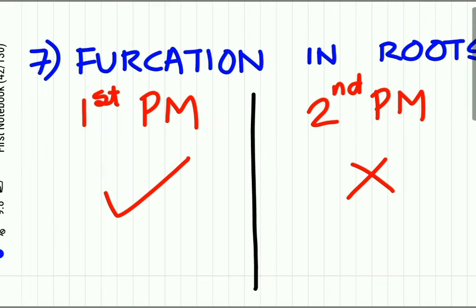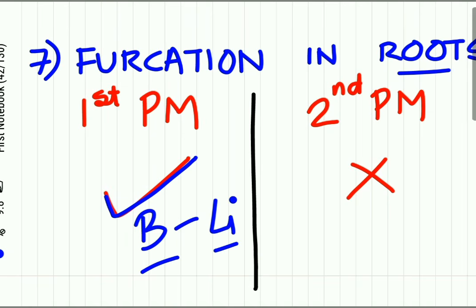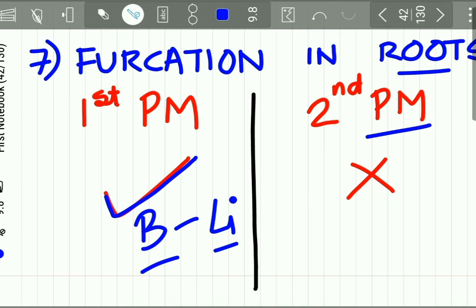Now, the furcation in the roots. In the first premolar, there is a furcation present in the root, dividing the root into a buccal and a lingual smaller root, while in the second premolar there is a single strong root present and no bifurcation.